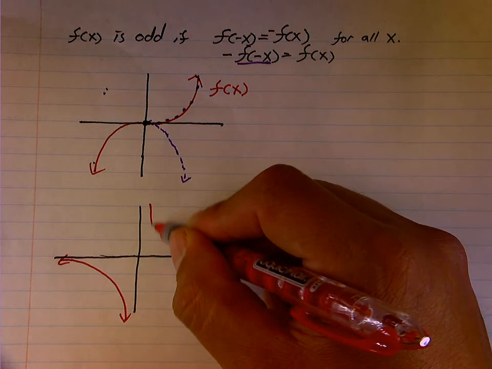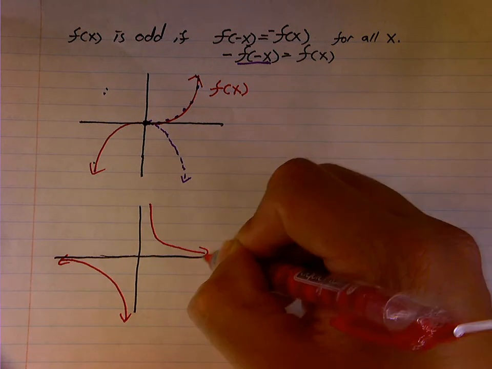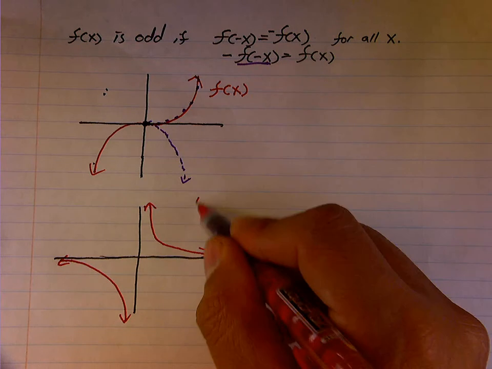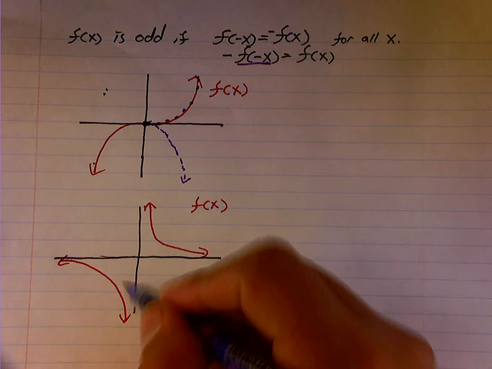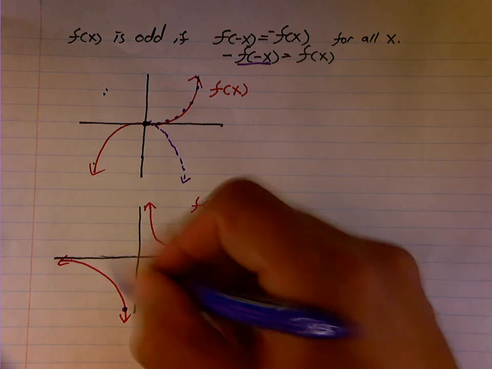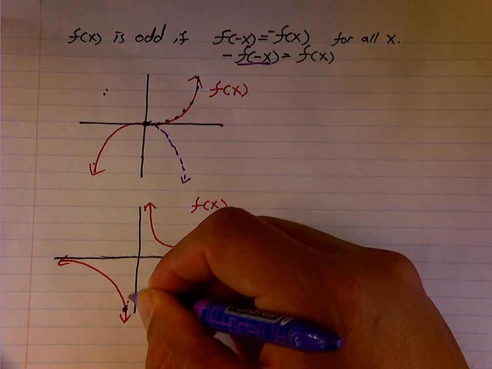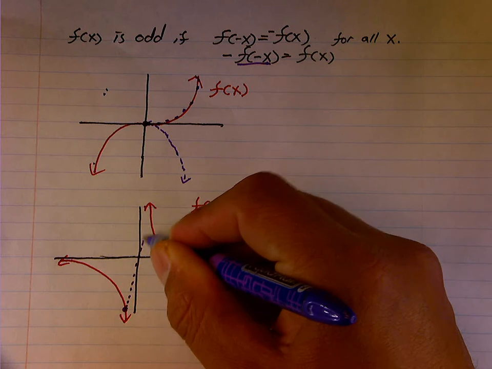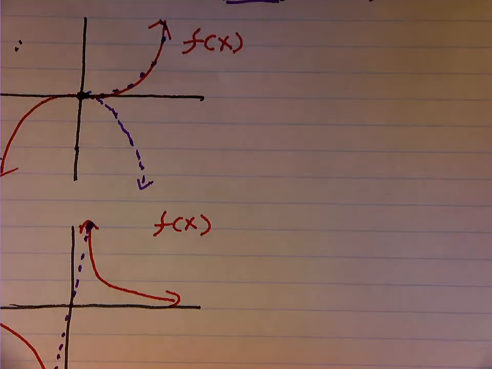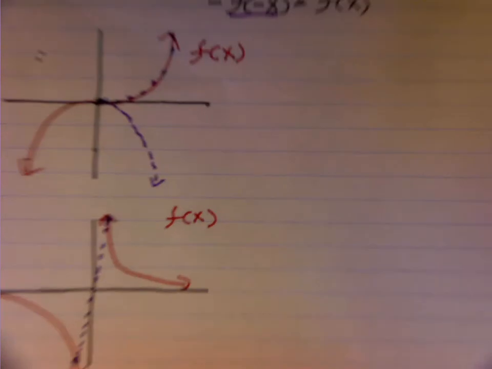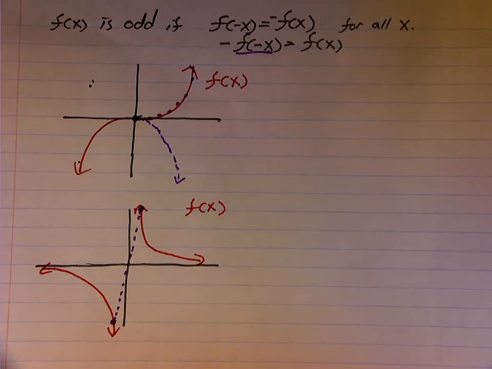Take a look at this graph here as f of x. This would be an example of an odd function. If I view it as a point reflection, that basically means if I take any point on this graph and I go through the origin and I go the same distance to the other side, the graph will be on itself.